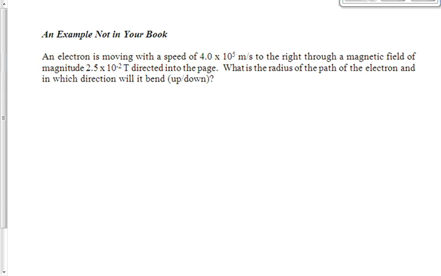This one says an electron is moving with a speed of 4 times 10 to the 5 meters per second, which is a pretty typical speed for a moving charge, to the right through a magnetic field of magnitude 2.5 times 10 to the negative 2 Tesla directed into the page. So I've got a charged particle moving through a magnetic field. If this was yesterday, you would have automatically started thinking F is equal to QVB.